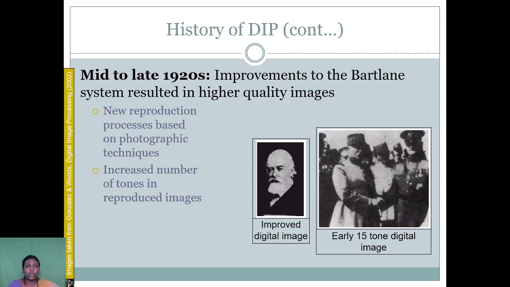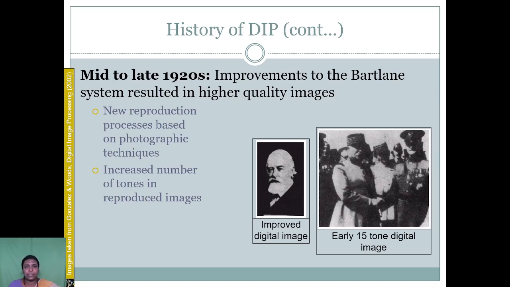That is, a new reproduction process based on photographic techniques, with an increased number of tones in the reproduced image. At the receiver end, you are going to get an improved digital image. For that, you are going to have your 15-tone digital image, produced by the reproduction process based on photographic techniques.